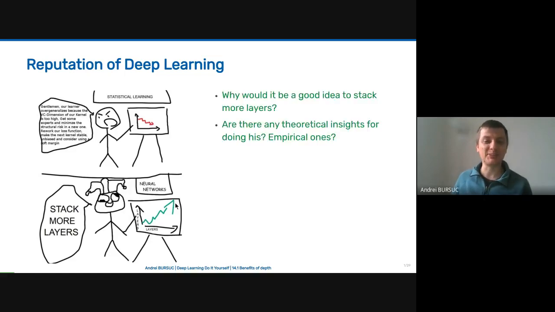So this is partially true to some extent, meaning that adding layers in general can improve performance. But there are some good reasons for why this is happening, and we're not just randomly adding layers each time to improve performance. So we'll see why it would be a good idea to stack more layers, and whether there are any theoretical insights for doing this, or maybe just empirical ones.